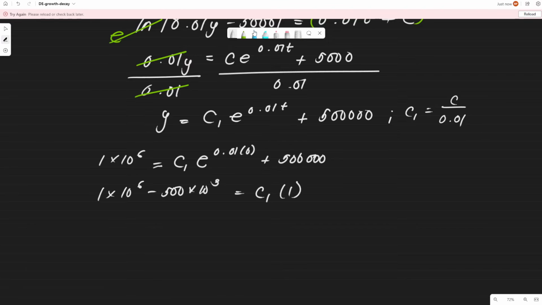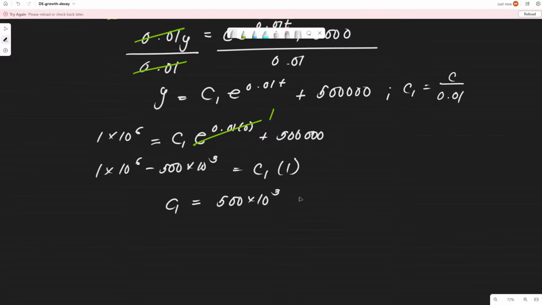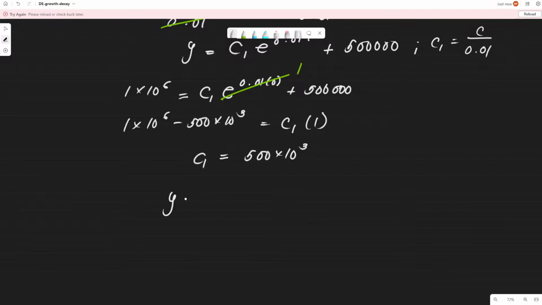Times 1 na lang. Bakit? Kasi 'di ba, e raised to 0.01 times 0 is equal to, or rather, 1. No? So, therefore, C1 is equal to 500,000 as well. Kasi 'di ba 1 million minus 500k, that is 500k. Okay? So, we already have our C1. Y is equal to 500K e raised to 0.01t plus 500K.